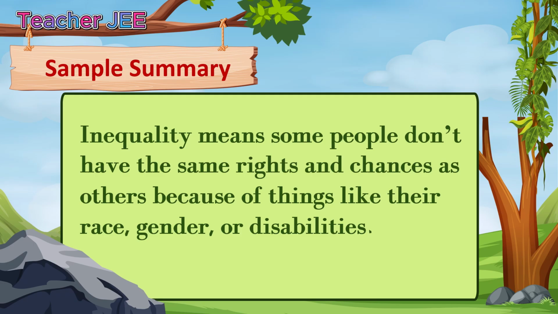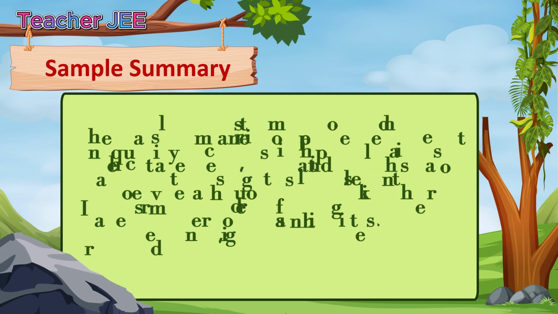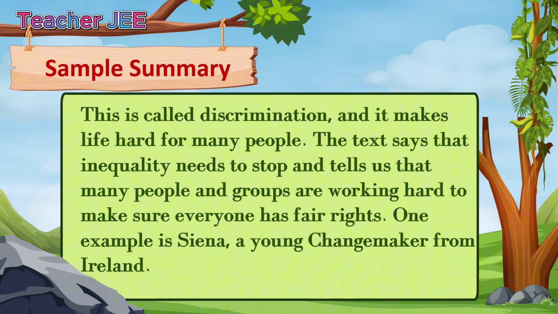Inequality means some people don't have the same rights and chances as others because of things like their race, gender, and or disabilities. This is called discrimination, and it makes life hard for many people. The text says that inequality needs to stop and tells us that many people and groups are working hard to make sure everyone has fair rights. One example is Sienna, a young change maker from Ireland.